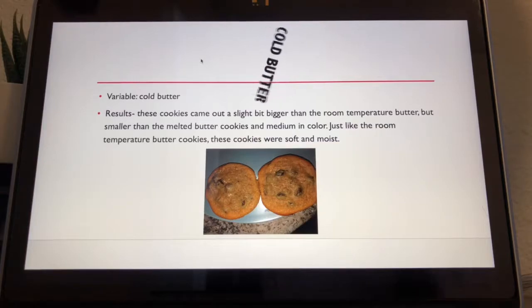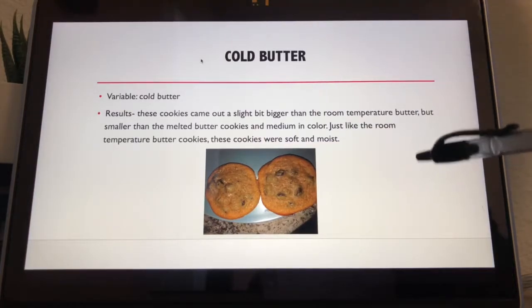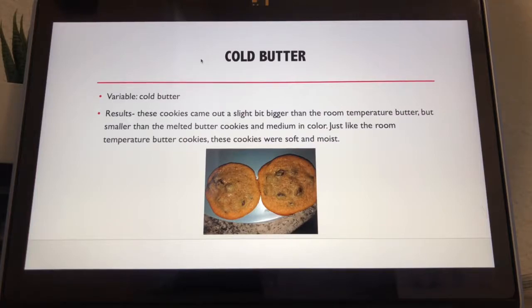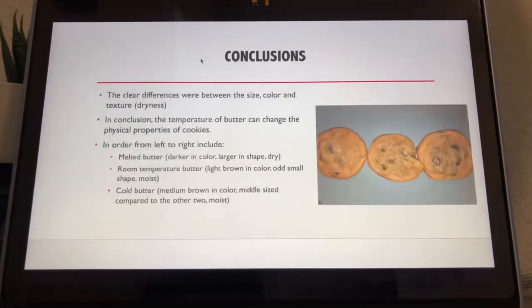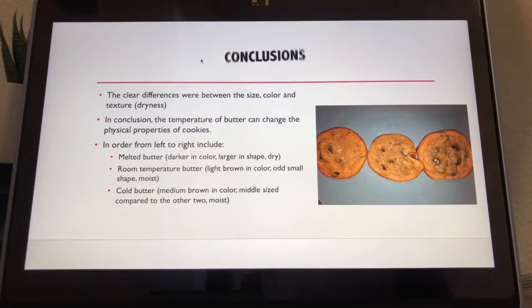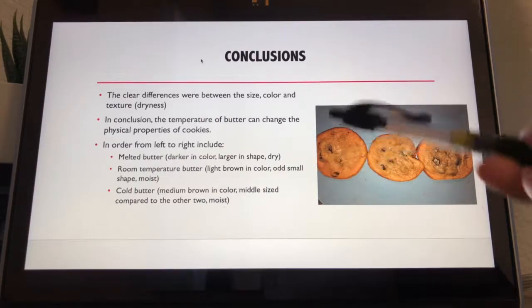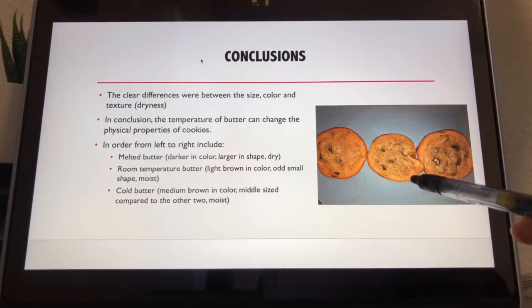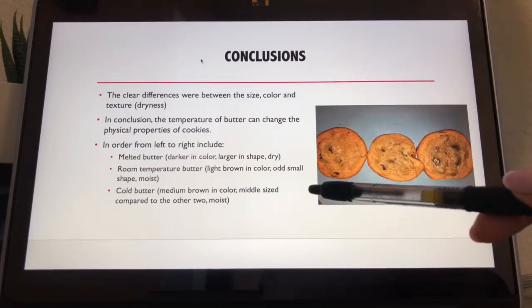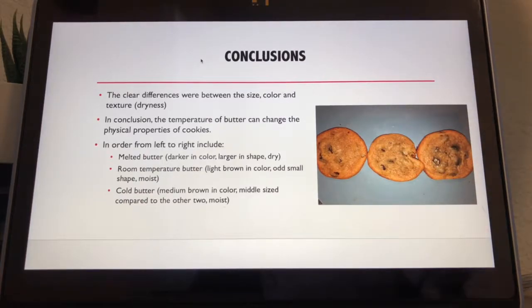As for cold butter, these were a little bit bigger than the room temperature butter, but smaller than the melted butter cookies and like medium brown in color, but they did end up soft and moist. So in conclusion, the clear differences were between the size, color, and texture. The temperature of butter can change the physical properties of cookies, which you saw by having me put them to the test. In order from the left to the right includes melted butter, room temperature butter, and cold butter, and I did list the descriptions for you at the side just so you can kind of remember what the differences were.